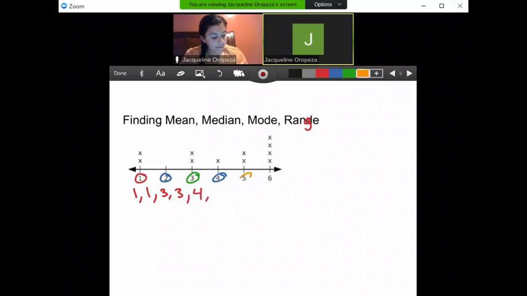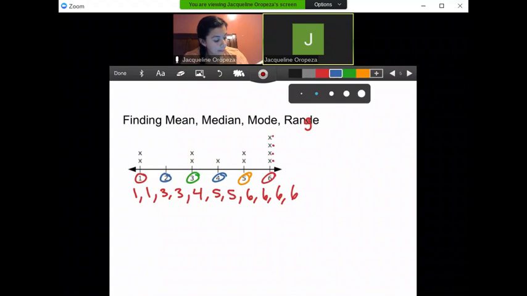I go to my 5. I have 2 x's, so I have to write 2 number 5s. And lastly, I go to my number 6, and I have 1, 2, 3, 4 x's, so I have to write 4 number 6s. Now that I have my data set, I can go ahead and find the mean, median, mode, and range.